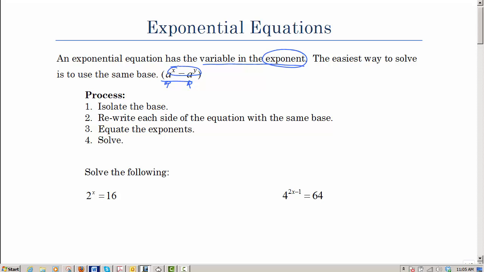So you can choose. First of all, our process here is we're going to isolate the base. We're going to attempt to rewrite each side of the equation with the same base, and in these next few examples that will be possible. When it's not, we'll have to use logarithms. Then we're going to equate the exponents and solve.